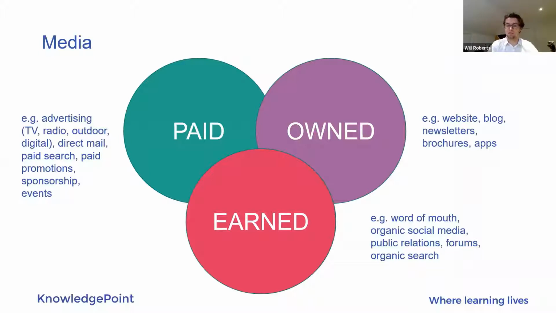Earned is slightly harder. This will be ones that you gain over time as your business builds and you gain a reputation. This will be things like word of mouth, organic social media, public relations, forums, and organic searches. We then also have owned, which are things that the business owns itself. This would be your website, your subscription, your newsletter, your brochure, and your apps.